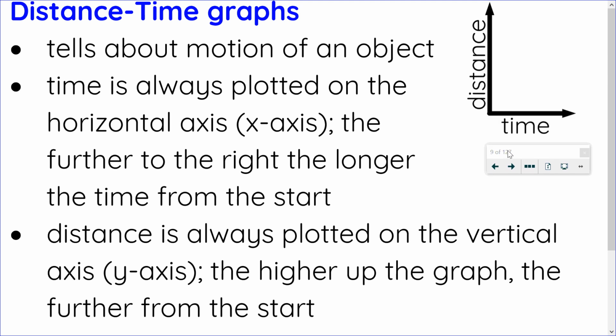Now, a common way of representing relations is with distance time graphs. When we have that, it talks about the motion of an object. We always put time on the horizontal or x-axis. As we read from left to right, that means that time is increasing. Distance is always plotted on the vertical axis, the y-axis, and that goes from 0 upwards. So the higher up on the graph, the further the distance from the start.